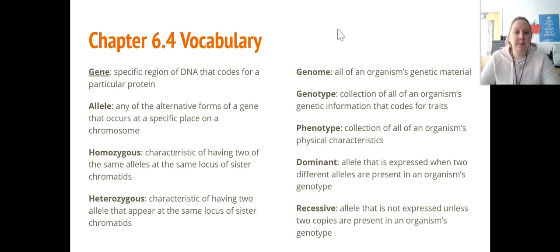A gene is a specific region of DNA that codes for a particular protein. An allele is any of the alternate forms of a gene that occur at a specific loci on a specific chromosome. Homozygous is characteristic of having 2 of the same allele, either both dominant or both recessive, on the same loci on sister chromatids. Heterozygote means that you have 2 alleles, a dominant and a recessive, at the same loci on sister chromatids.